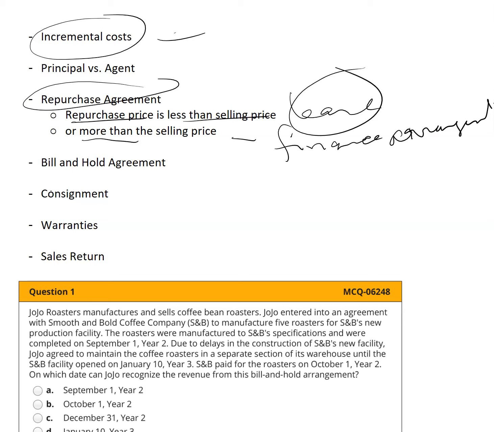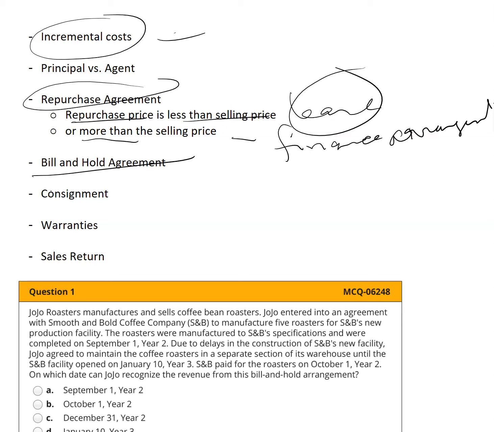Then they talk about bill and hold, and they discuss the GAAP requirements when you are still holding the product, right, and you are not physically transferring the product, or physically the control is not being transferred.